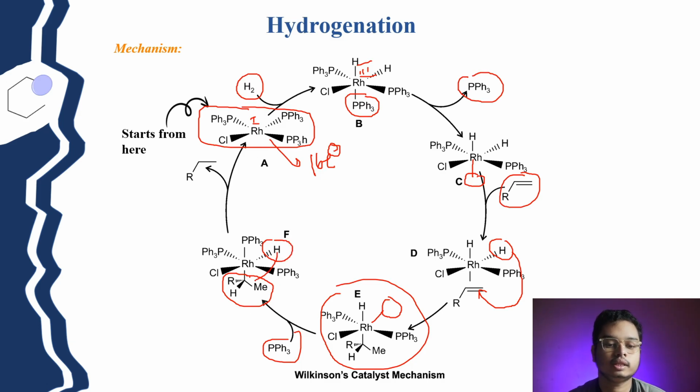So these two will combine and do a reductive elimination, and we get our product, and we get our catalyst back. Since we get our catalyst back, this catalyst will again undergo the same catalytic cycle to generate the hydrogenation product. So this is the Wilkinson catalyst mechanism. We'll discuss it more elaborately when we discuss organometallic compounds, or the palladium mediated cross coupling reactions.